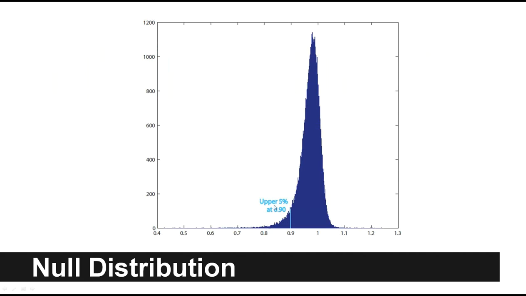We will pick the upper 5% here at the point of 0.9 as the cutoff. So all the experiments that have average constant distance less than 0.9 will be those significant experiments, and the experiments that have average constant distance larger than this value will be those insignificant experiments.